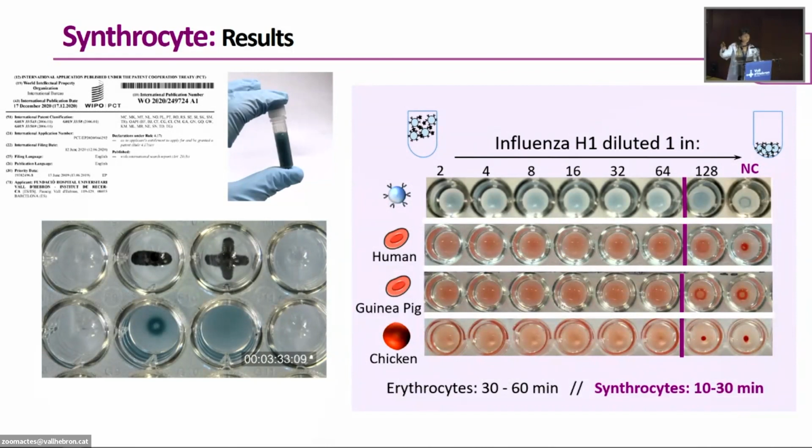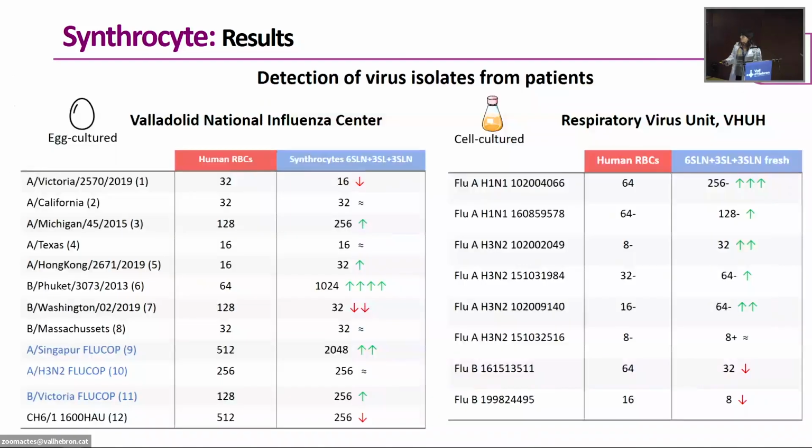And here I'm showing you an image of how the synthrocytes settle down in the presence of decreasing concentrations of the virus. We perform a dilution series of the virus, and you have on top the synthrocytes and then red blood cells from 3 different animals. On the right, negative controls, very nice pellets in all the cases. And as you go left, you have more virus, and you see this change in sedimentation that is pretty similar in synthrocytes and in red blood cells.